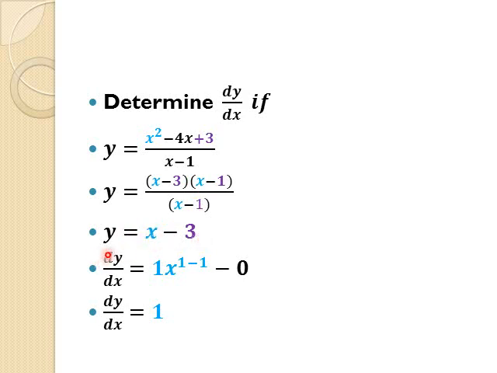So I'm going to differentiate y with respect to x. That would become 1 times x to the power 1 minus 1. The constant here, negative 3, simply becomes zero. x to the power 1 minus 1 is x to the power 0, which is 1, and 1 times 1 simply gives me a final answer of 1.